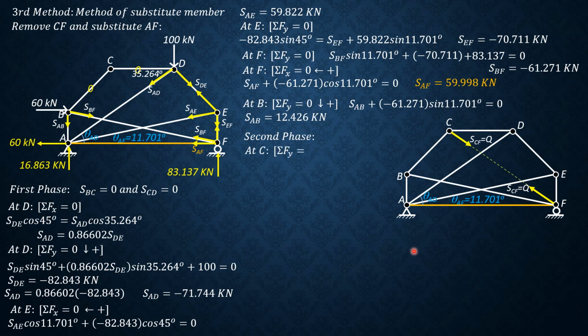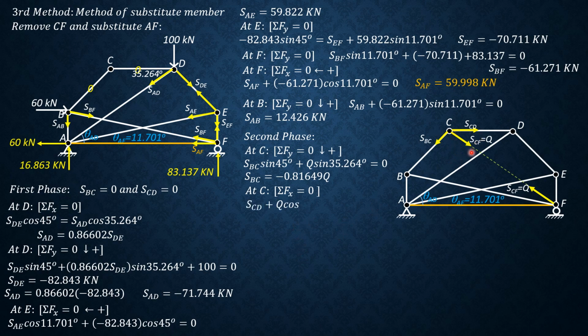So we begin at joint C. Summation forces Y equals 0 first. So these are the forces involved. SBC sine of 45 plus Q sine of 35.264 equals 0. So SBC in terms of Q is negative 0.81649 Q. Remember, Q is SEF. Then summation forces X equals 0.